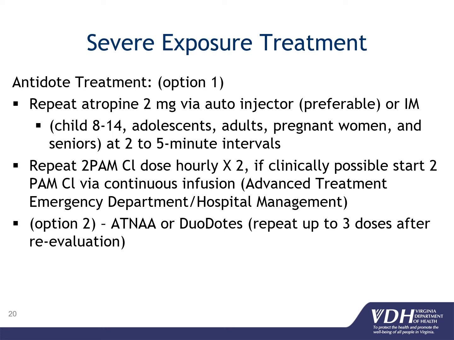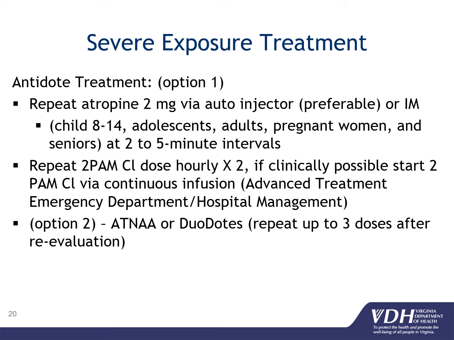There are two options to treat patients that have been exposed to nerve agents and are having severe symptoms. One is an antidote treatment regimen, as option 1, that may include IM or auto-injector atropine at 2 milligram doses repeated every 2 to 5 minutes until the patient's signs and symptoms start to improve. That includes decreased secretions, breathing getting more comfortable, and airway resistance returning to normal.